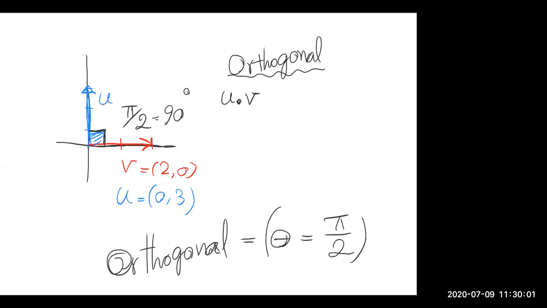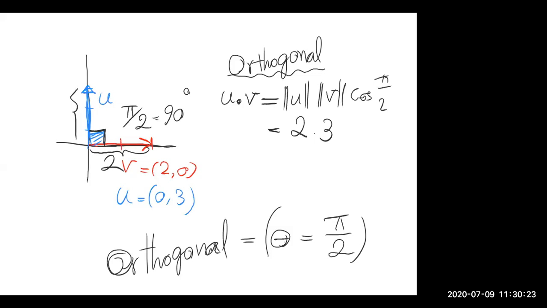Well, we know the inner product should be 0, because it's the length of u times the length of v times cosine of pi over 2. The length of v is 2, the length of u is 3. Cosine of pi over 2 is 0. So we would get 6 times 0, which is 0. But we can also use the other way to see that.